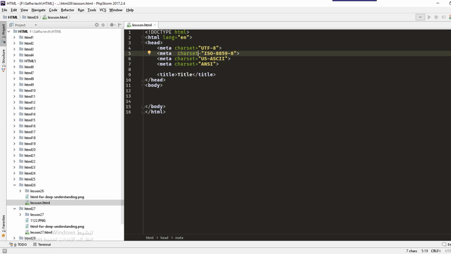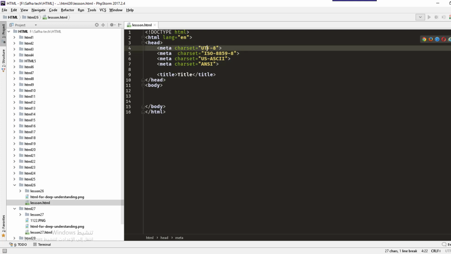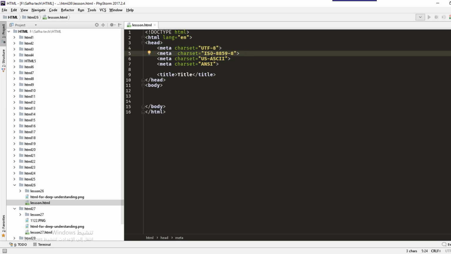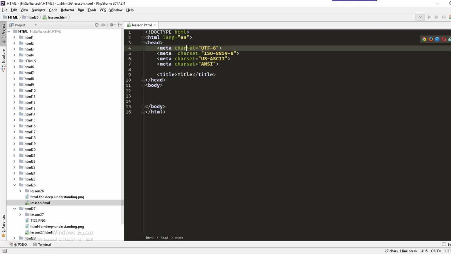The last one is the UTF, which supports almost all the world's characters, and is more recommended to be used. The default of HTML5 is UTF-8. The default of HTML4 is the ISO. So if you are writing in HTML5 or HTML4, it's recommended to use this one because it supports most of the characters or letters of the world. So it would be a great choice, so you will not mess up the letters.